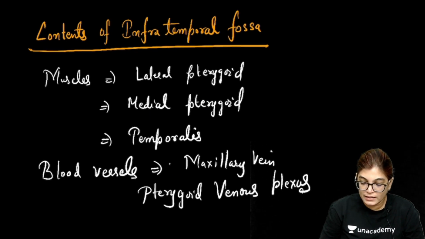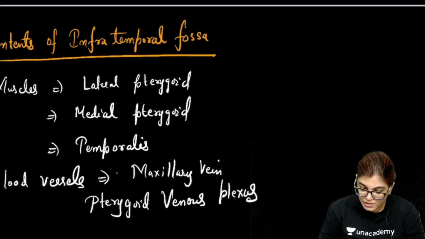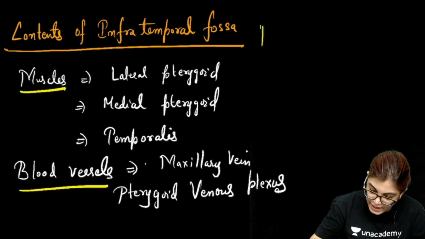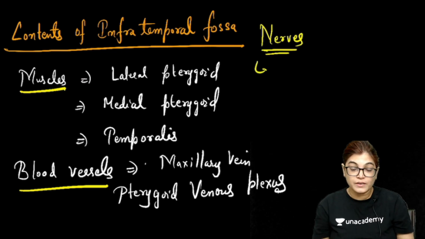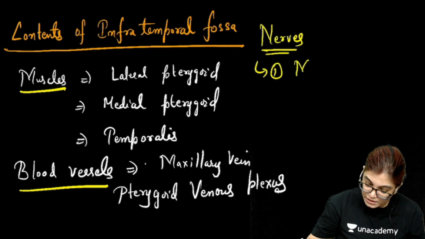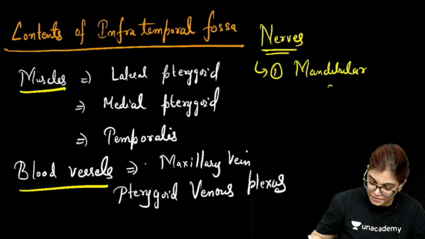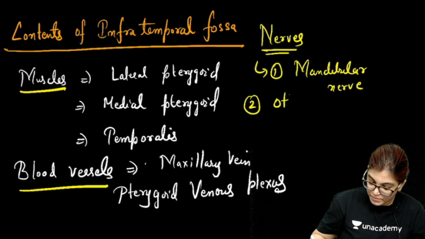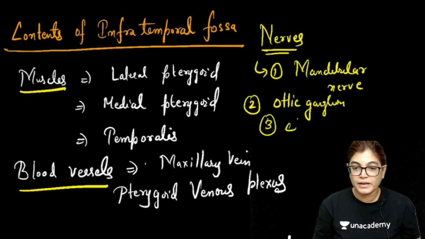And lastly, the contents are the nerves. So we have done with the muscles, blood vessels and also the nerves. It contains the following nerves: the mandibular nerve, it contains the otic ganglion and the chorda tympani nerve.